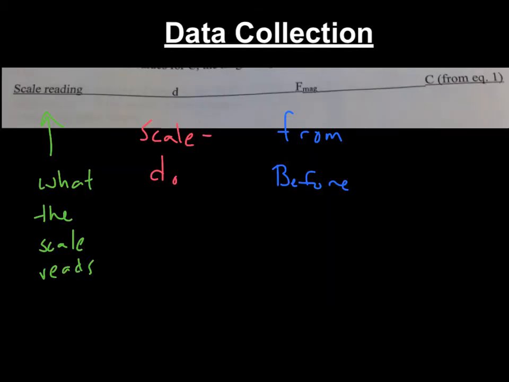So now what we're looking at is our second data collection table for part 2. So your scale reading, just what we said, this is what you measure. D is the scale reading minus D naught. Whatever you read from the scale, minus your initial value. F mag just comes from part 1. And then C star comes from your equation F equals C Q star over D squared. We're going to assume that our magnetic pole strengths are the same.